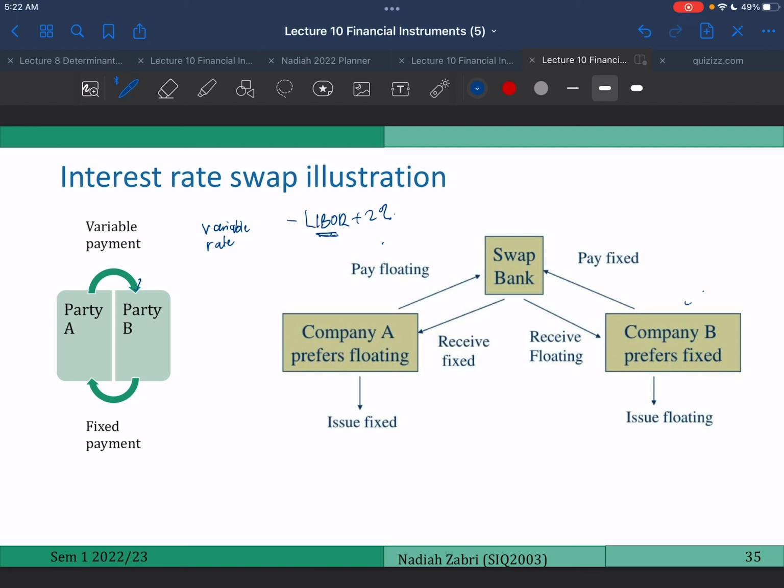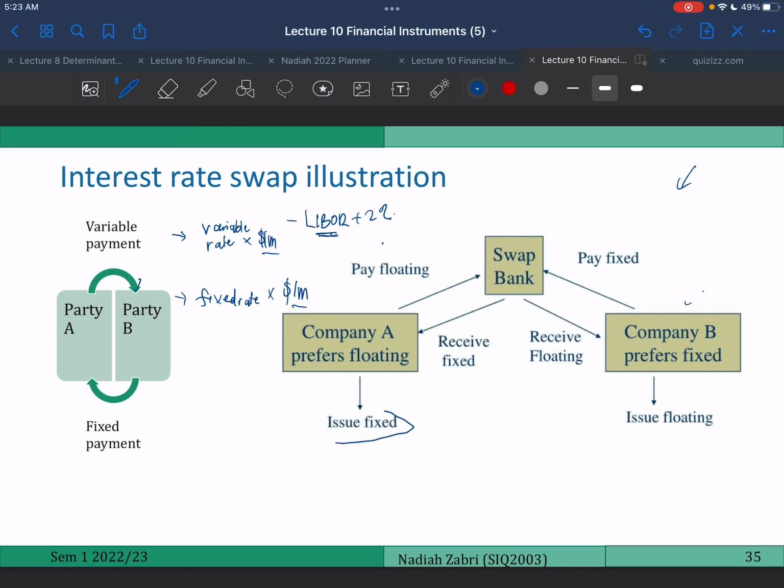One party will pay the variable rate times the notional amount, for example $1 million. And then the other party will pay the fixed rate times the agreed notional amount also. For example, it's the same, $1 million. I think usually the notional amount is always the same, so they just vary the interest rate. One party will pay this, and the other party will pay this. So it can be as in this diagram.